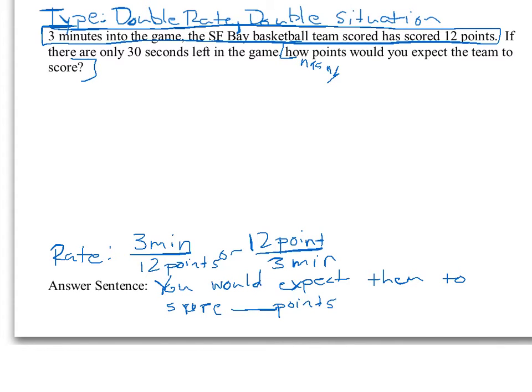And the situation we're given here is that there's 30 seconds left in the game. So looking at this particular problem, how many rates and how many situations? Show me with your fingers. How many rates? How many situations? 1. Okay, so because it's one rate and one situation, we call this what type of problem? Basic rate. So this is definitely not going to be like the last problem.